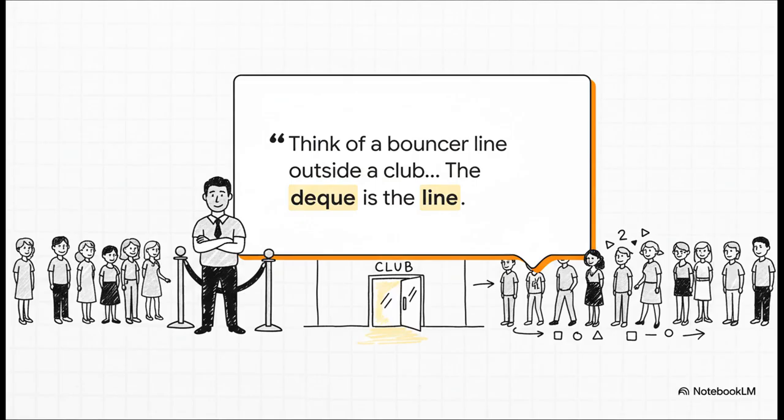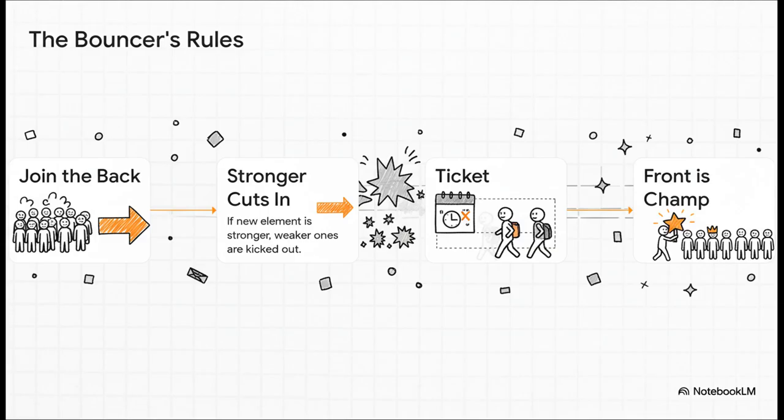So imagine this. The deque is the line to get into a club, and the people trying to get in, those are the indices of the numbers in our array. And this line has 4 simple rules. 1. New people, or indices, always join at the back. 2. If a new person is stronger, meaning the number they represent is bigger, they kick out anyone weaker who is in front of them in the line.